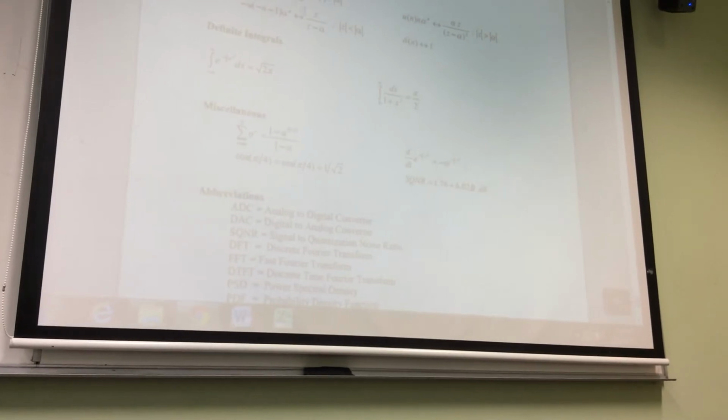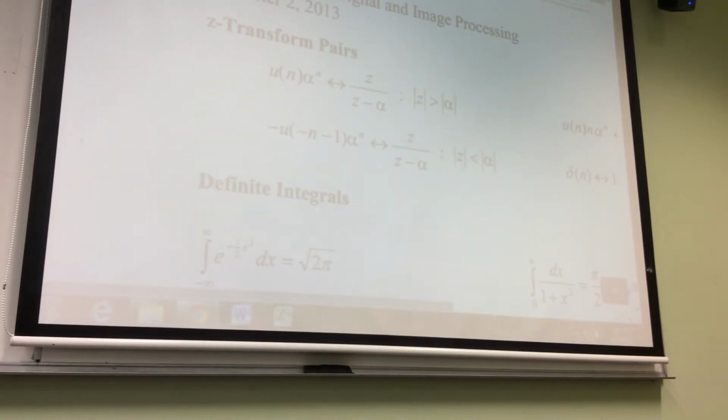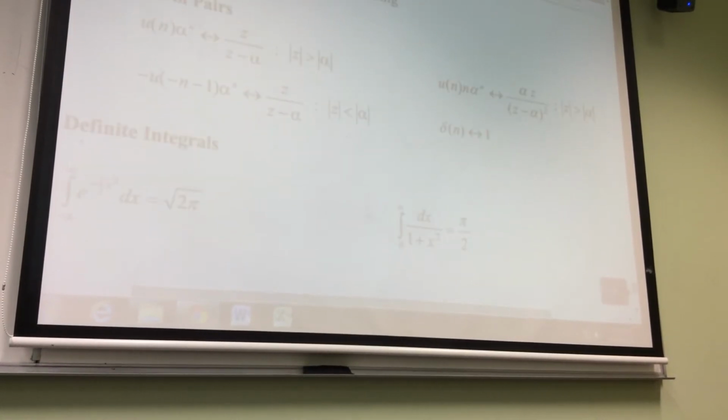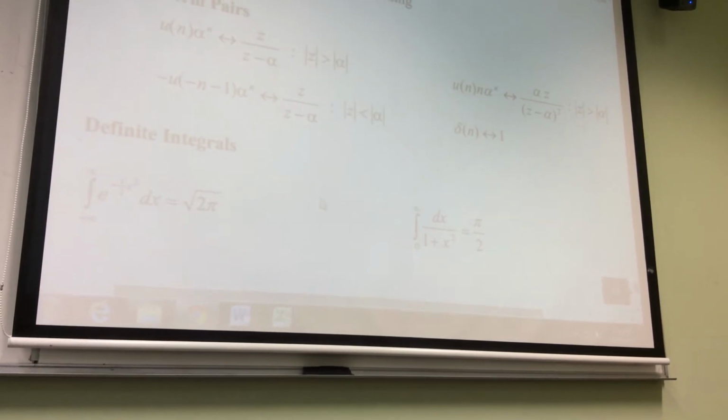For example, if you open past exam papers, you will see this in the formula sheet, the Z transform pairs. So for this one, the Z transform of the delta function is 1. Everyone is right. This one is the most important one because we use this a lot.